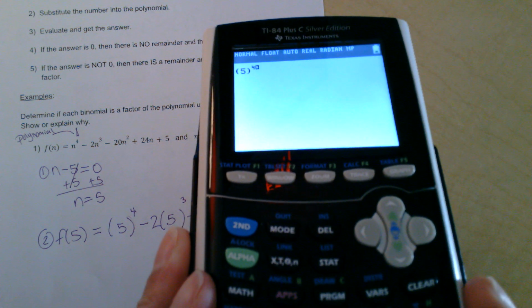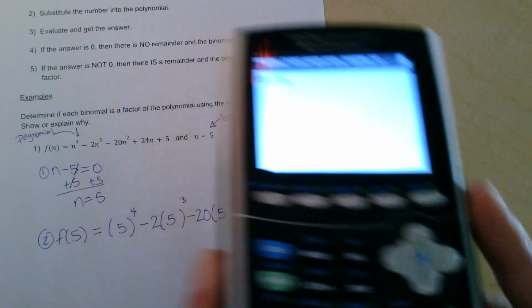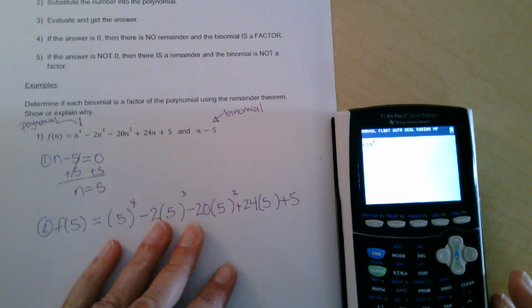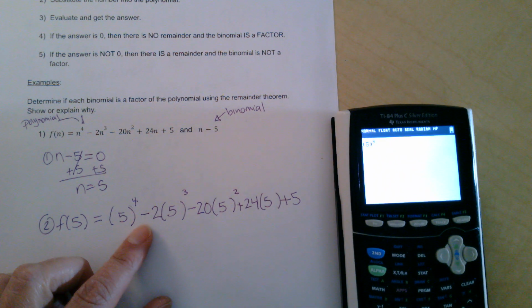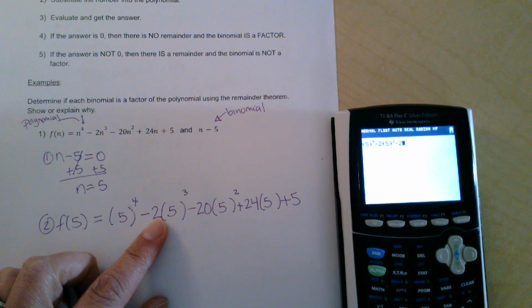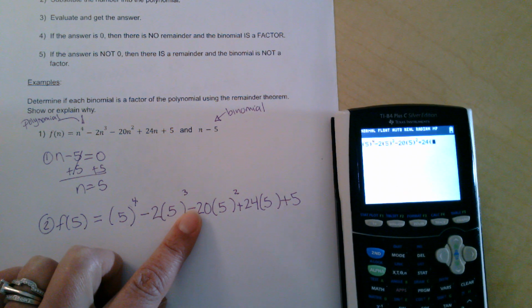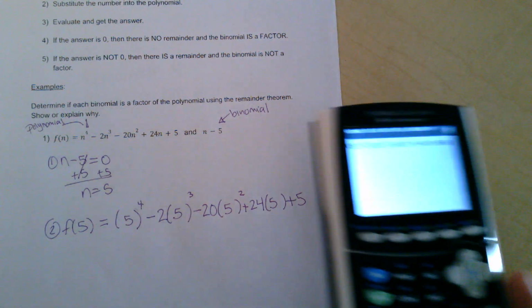You have to press the over arrow button if you get stuck in the exponent spot. So just be careful of that. A lot of people, all of a sudden, are just writing everything in the exponent spot. So just be careful. 2 times 5 to the third minus 20 times 5 squared plus 24 times 5 plus 5. And let's just check it.